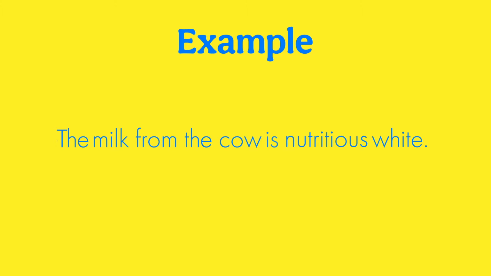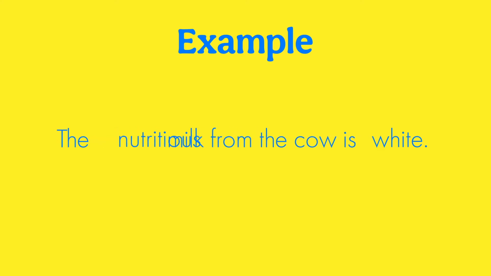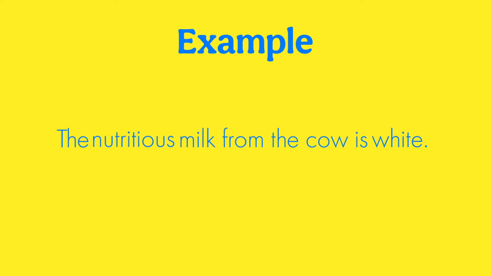An example would be, the milk from the cow is nutritious white. So that's not a good example, right? Because it sounds weird. Why? Because nutritious is describing white, right? And nutritious shouldn't be describing white, it should be describing milk. So we would say the nutritious milk from the cow is white. So the descriptive word, nutritious, has to go right next to the thing it's describing, the milk.